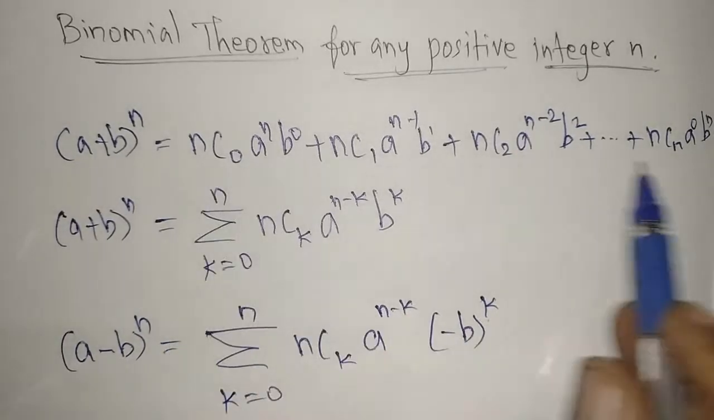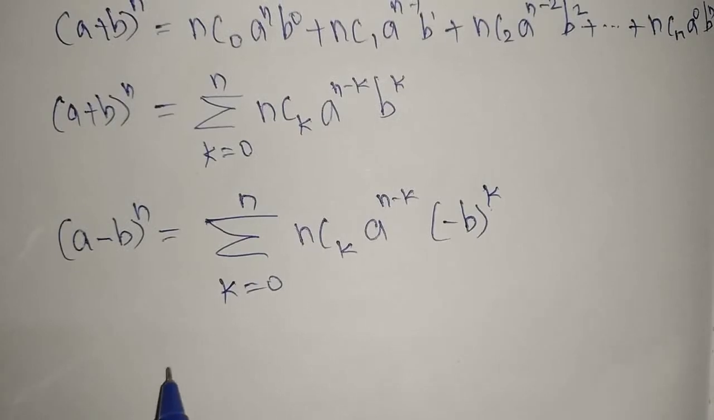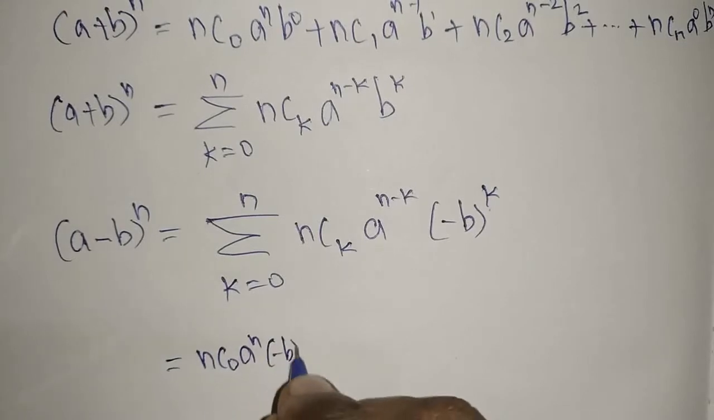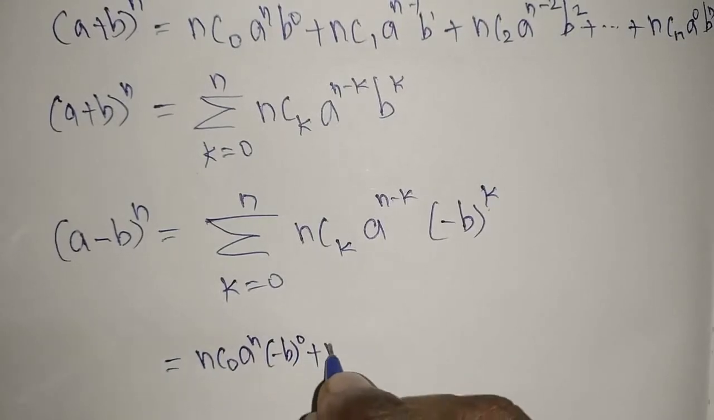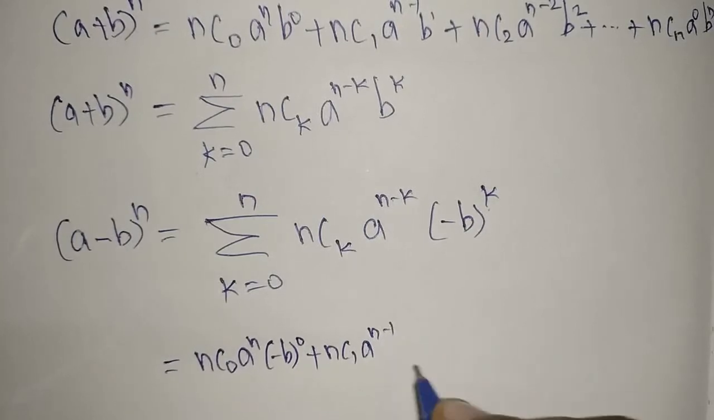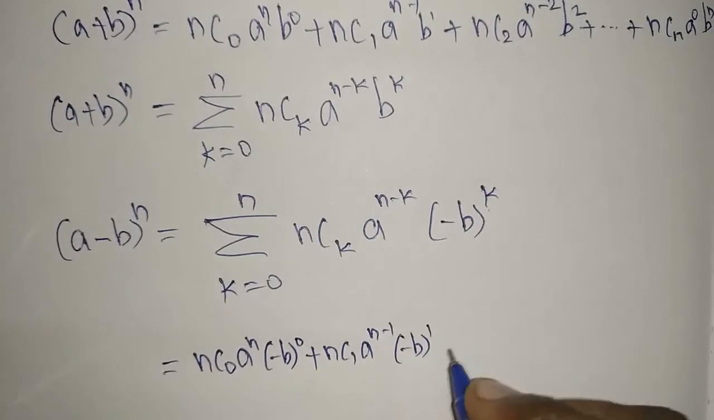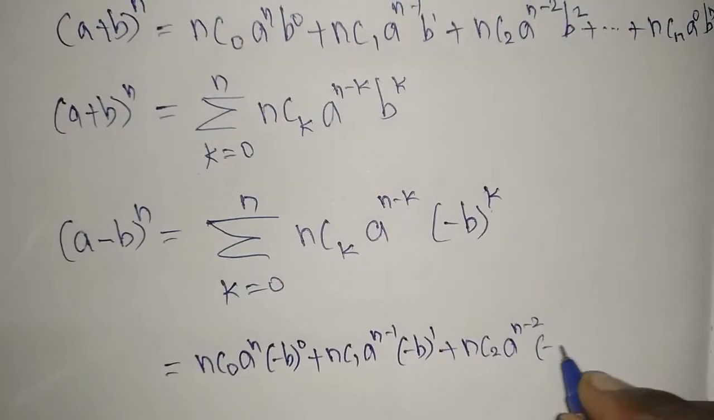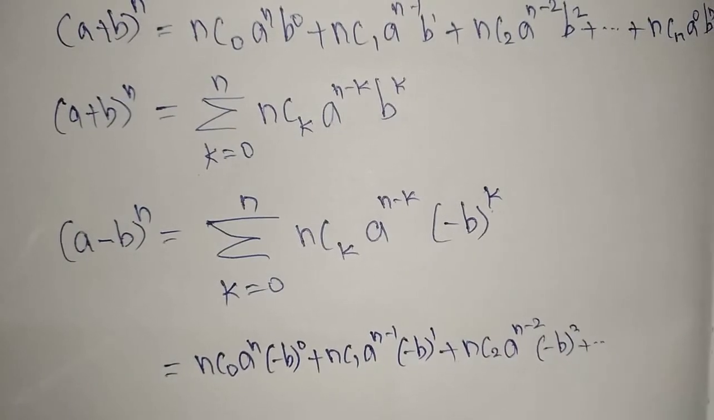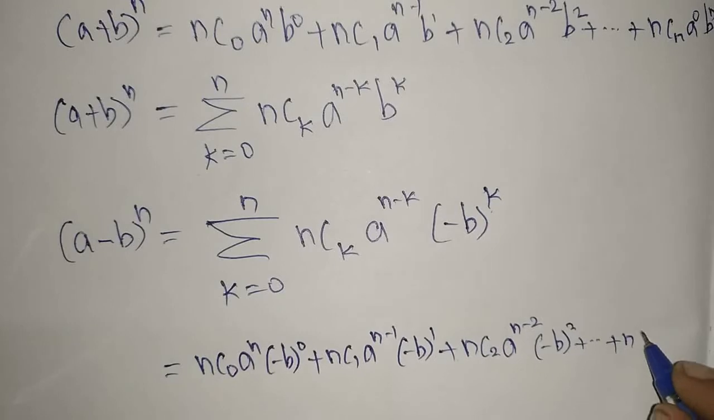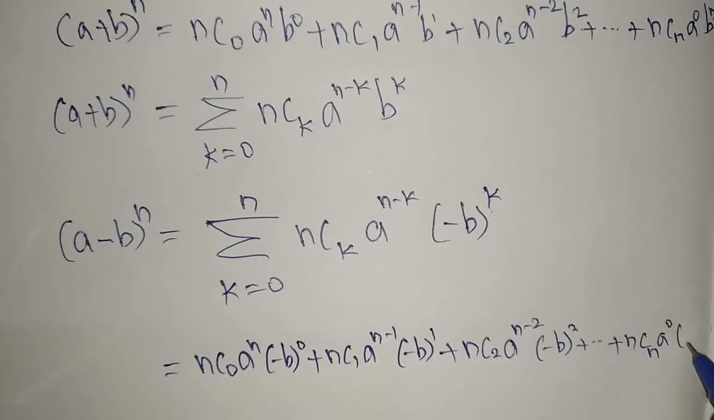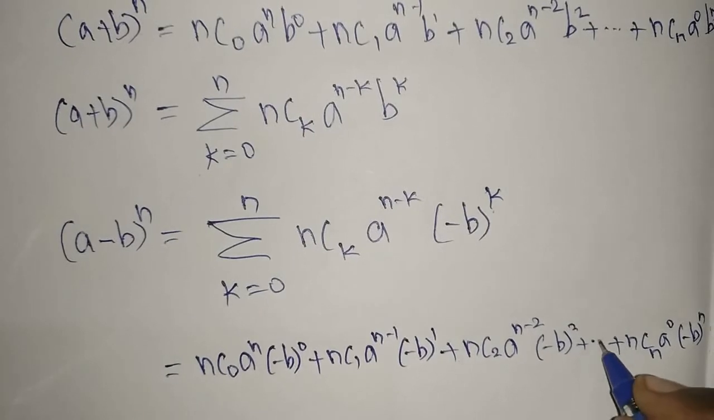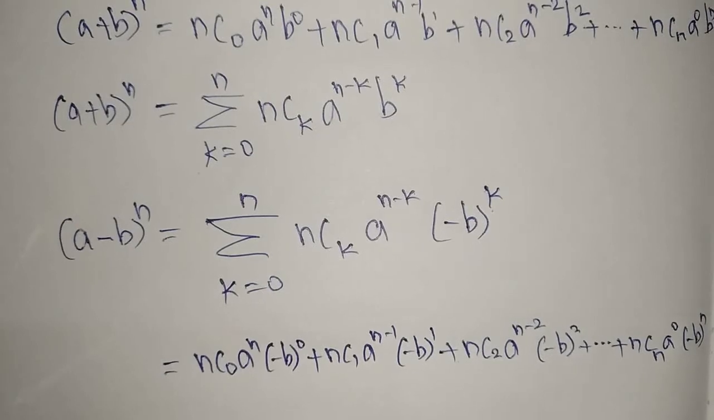So how will you write this in the theorem? Now I will show, listen carefully. So nC0 a^n (-b) whole power 0, like this you need to write. So nC1 a^(n-1) (-b) whole power 1, plus nC2 a^(n-2) (-b) whole power 2, up to dot dot, plus nCn a^0 (-b) whole power n, like this we need to complete this, understand? Here I'm just giving dots. Now if we simplify this, you will get the answer.